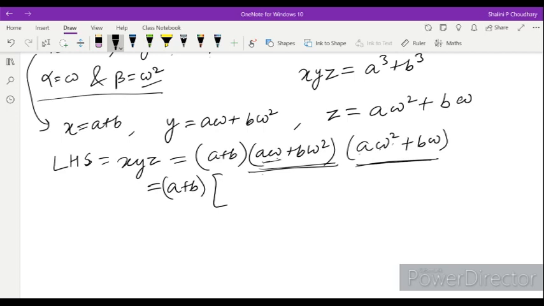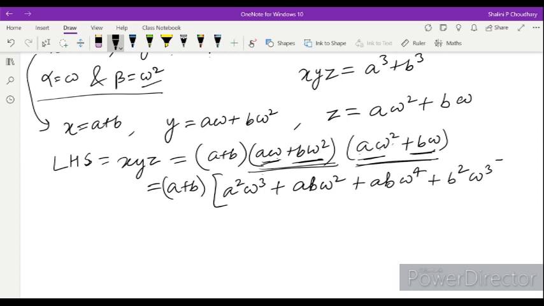Sorry, A omega into A omega square will be equal to A square omega cube. Now A omega multiplied by B omega will be equal to AB omega square. Now plus B omega square into A omega square will be equal to AB omega to the power 4. Now B omega square into B omega will be equal to B square omega cube.